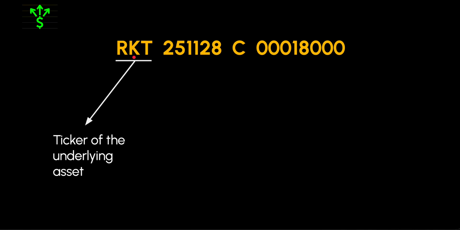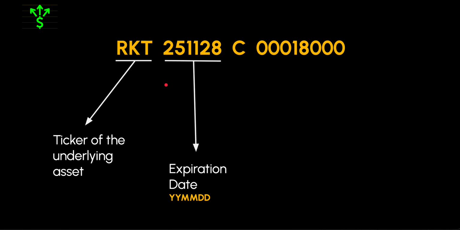And how will you actually know? You know that it starts from the first letter of the entire string, but where does it really end? You take the part until you see a numerical digit, which is 2 in this case. And it gives you the ticker of the underlying asset, which is RKT in this case.